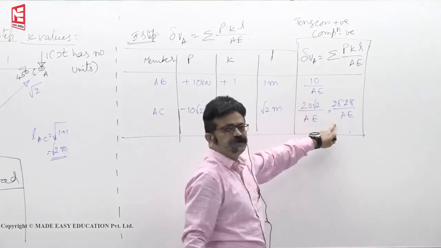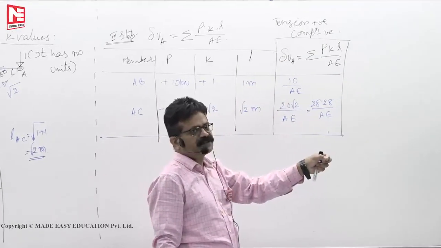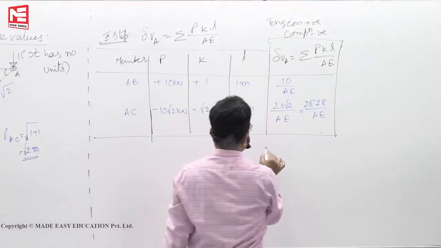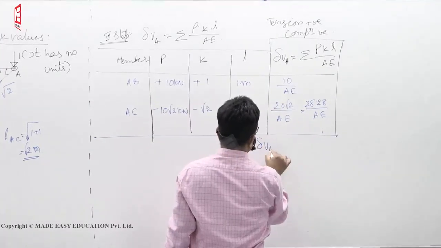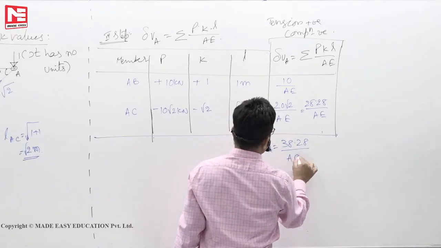These are individual contributions of the members to the vertical displacement of joint A. Since all of them are connected, the total contribution is so much. Delta VA is equal to 38.28 by AE.